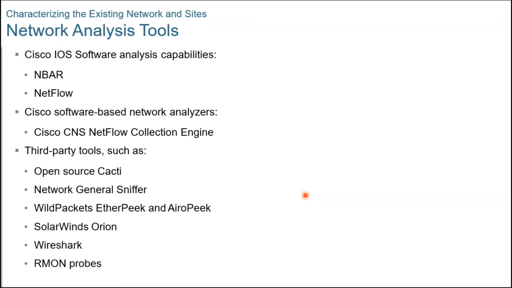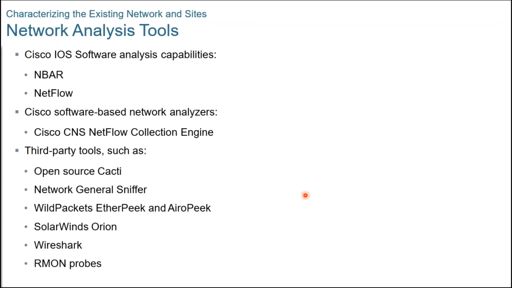Alternatively, the Cisco Networking Services, or CNS, NetFlow Collection Engine, or NFC, allows automatic information gathering of each flow in the network segment. So third-party or software-based products can be used to analyze traffic in different subnets of the network.